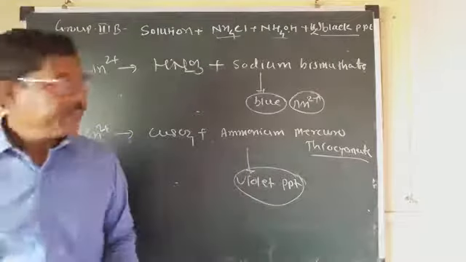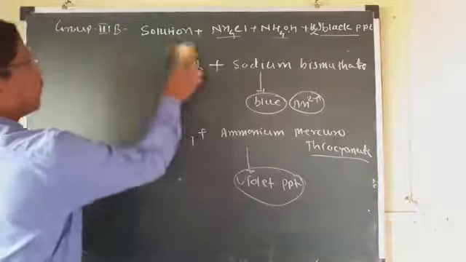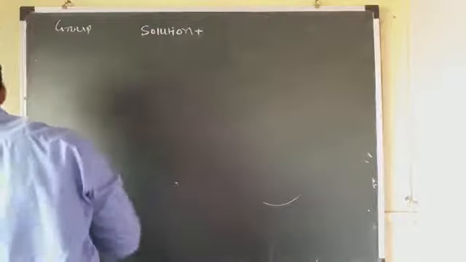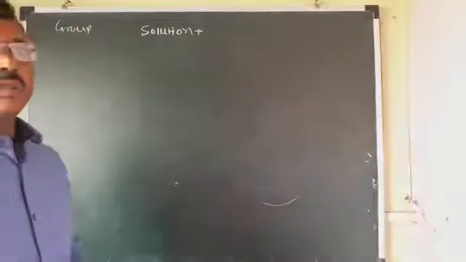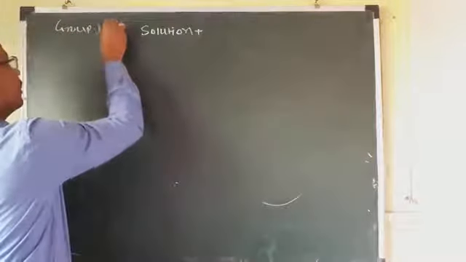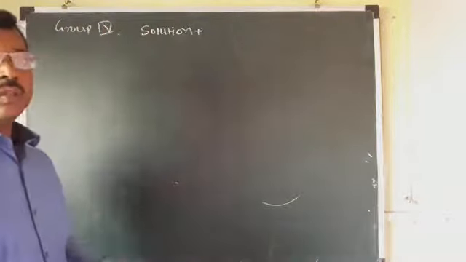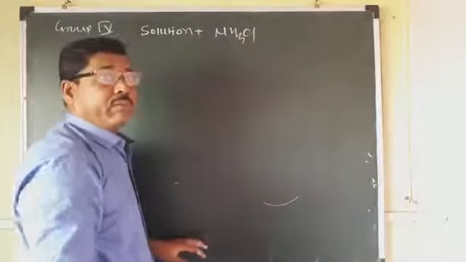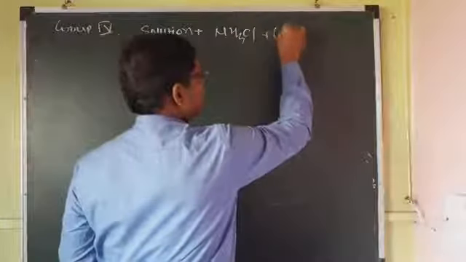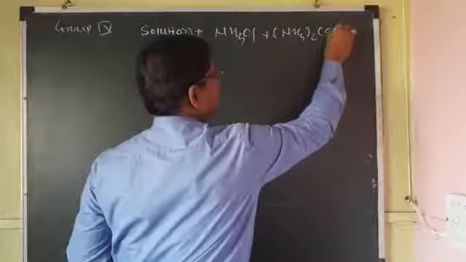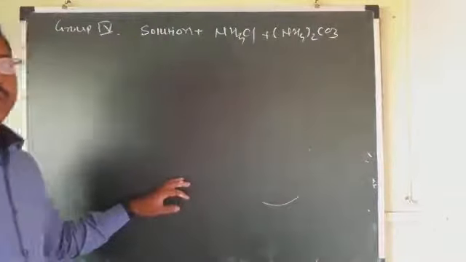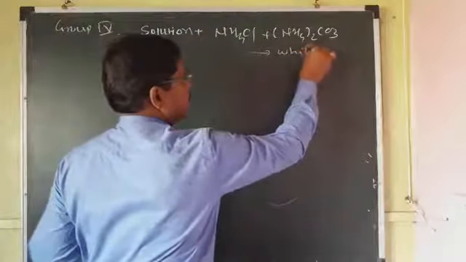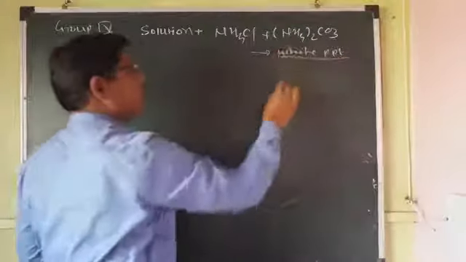Second group is the fourth group. It is a solution in which the precipitating reagent is the NH4Cl and ammonium carbonate, (NH4)2CO3. (NH4)2CO3 is to get the white precipitate. It is the PPT of fourth group elements.